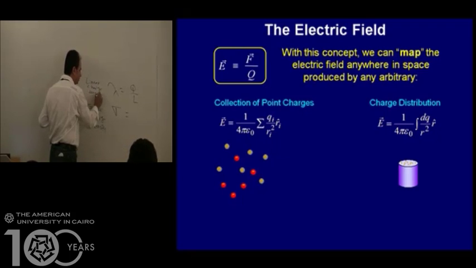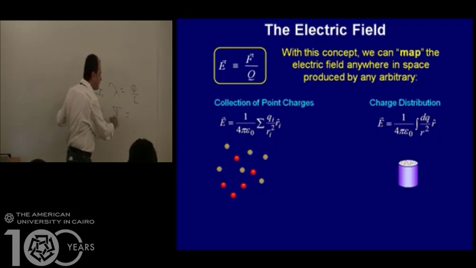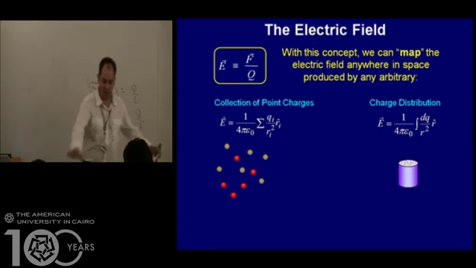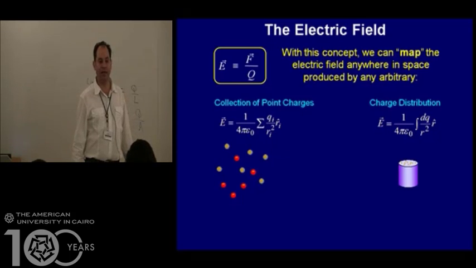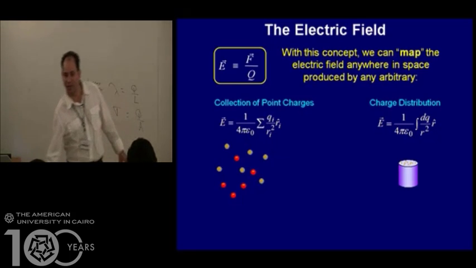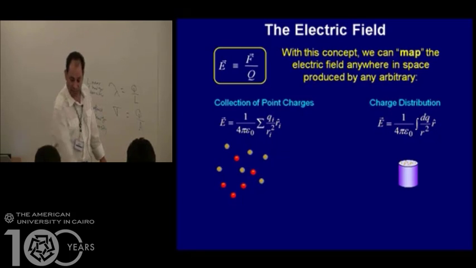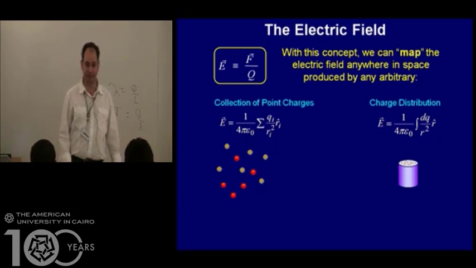And sigma in that case equals Q over A. The charge on that table divided by the area. Assuming that the thickness of the table is very, very small compared to any of the dimensions of the table.